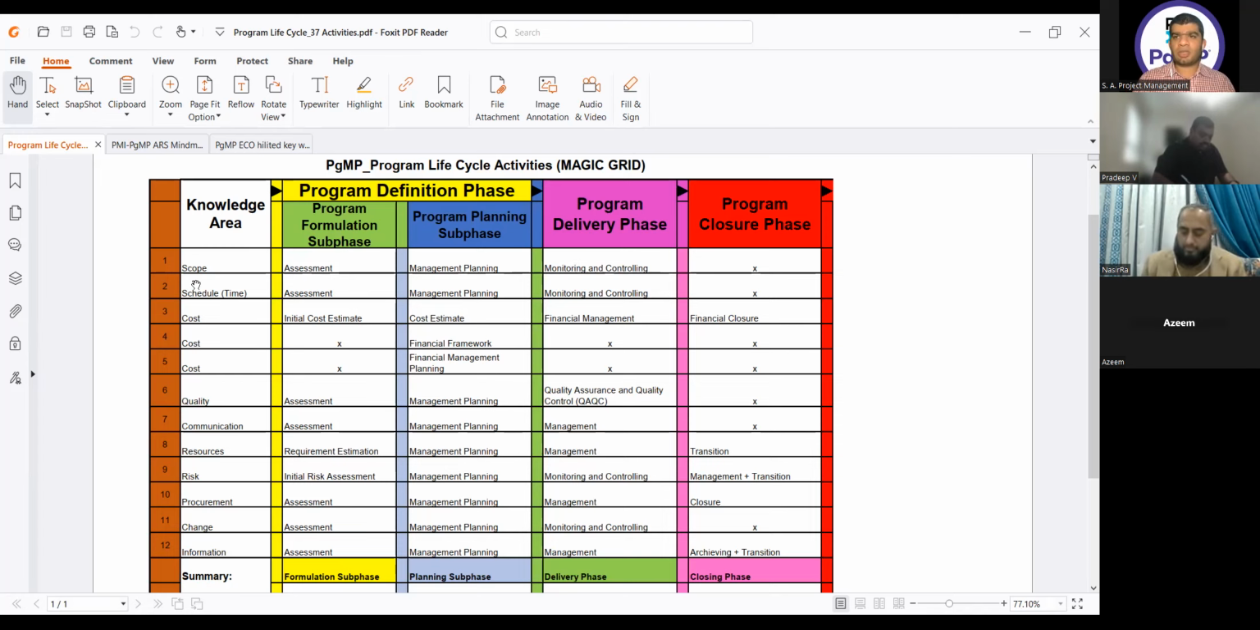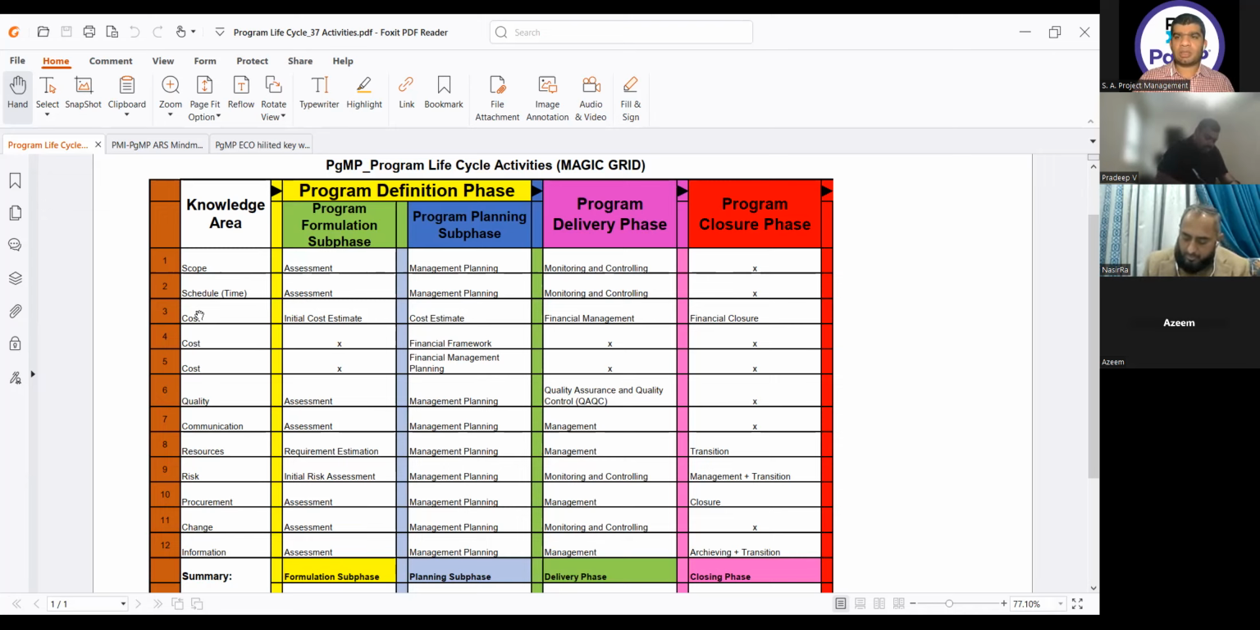The second row is schedule. In bracket you can write time. In the program formulation phase, we have assessment. In the program planning phase, we have management planning. In the program delivery phase, we have monitoring and controlling. And in the program closure phase, we have cross, no activity.